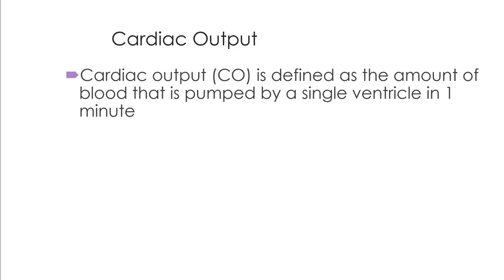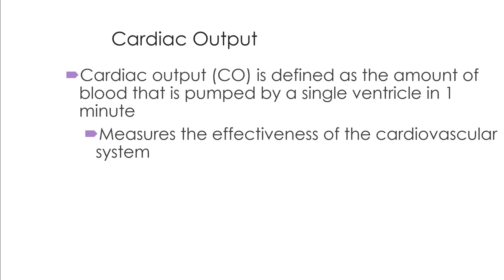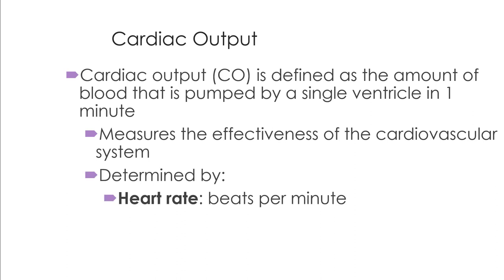So we said stroke volume, that two-thirds that's ejected from the ventricles every beat. That stroke volume is the amount of blood that's moved per beat. Well, if you look at how much blood is moved per minute, that is called cardiac output. And it's a very effective means with which you can learn about how healthy your heart is and its capacity to move blood. And in fact, your cardiac output is determined by two factors.